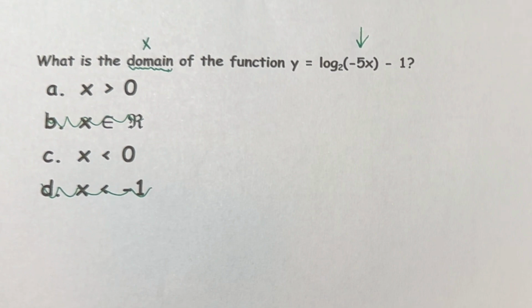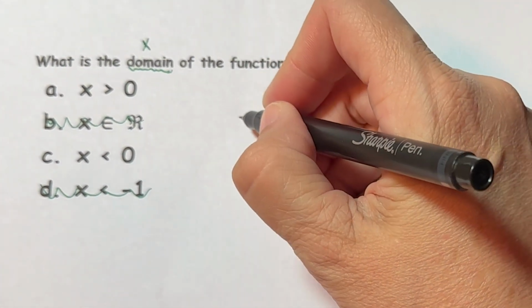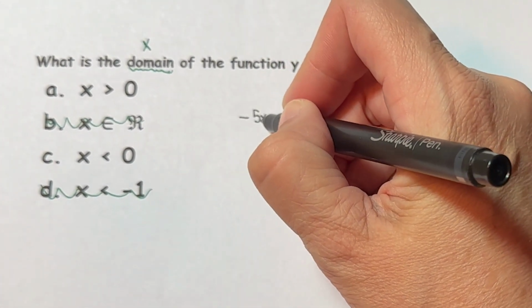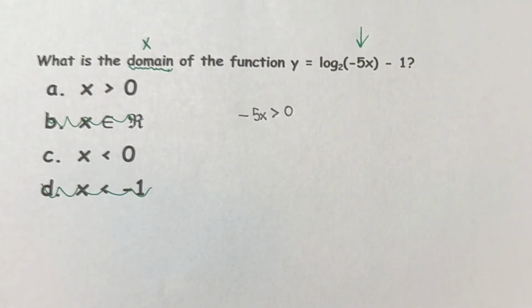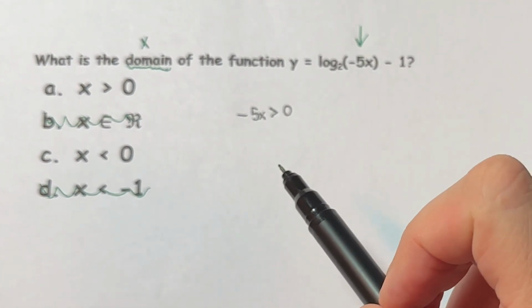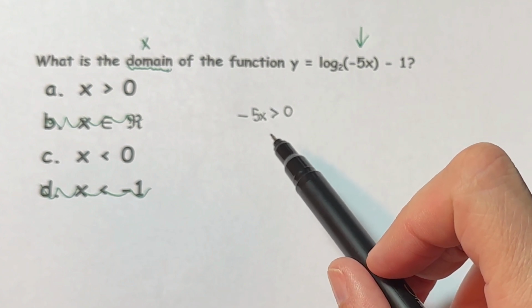When you take the log of a number, we have log of negative 5 times x. When you take the log of a number, it has to be positive. So I know that negative 5 times x has to be greater than 0, because you can't take the log of a negative number and you can't take the log of 0. Now this is a good reminder of how to do inequalities also.